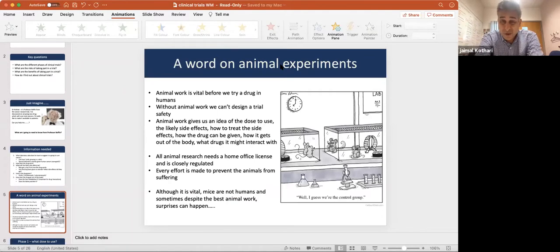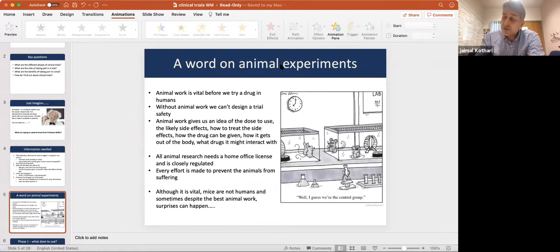Animal work is crucial because without animal work, you can't design a trial safely. And it gives you very important information on dose, side effects, how to treat the side effects. And it's important to say that animal research is extremely closely regulated and every effort is made to prevent animals from suffering. And although it's vital, mice and other small animals that are used in this sort of work are not humans. And despite the best animal work, sometimes surprises can happen.